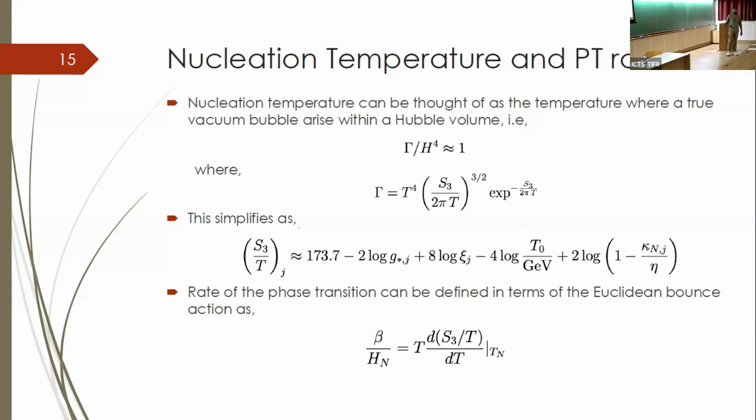So we find that the S3 over T for all the three transitions is of the order 100. And once you know what S3 over T is, you can also define the rate of transition in terms of beta over H, which is given as a derivative of S3 over T with respect to the log of temperature.